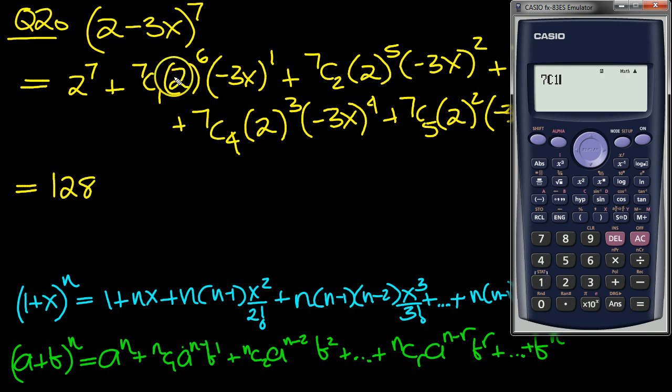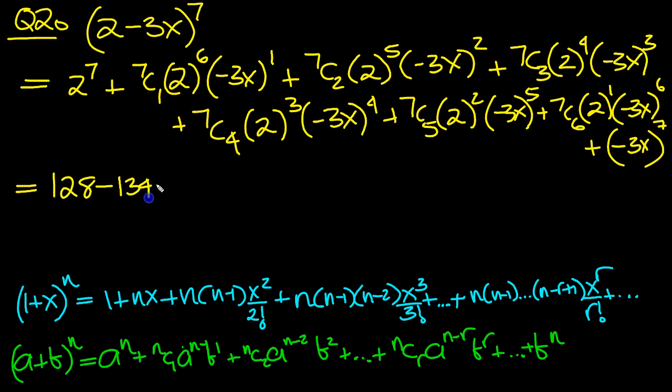7c1 times 2 to the 6 times bracket negative 3. We'll leave the x as is because we can't put an x in the calculator, of course. Power 1, and this will be just the integer part. Minus 1344, and there's an x here. Minus 1344x.